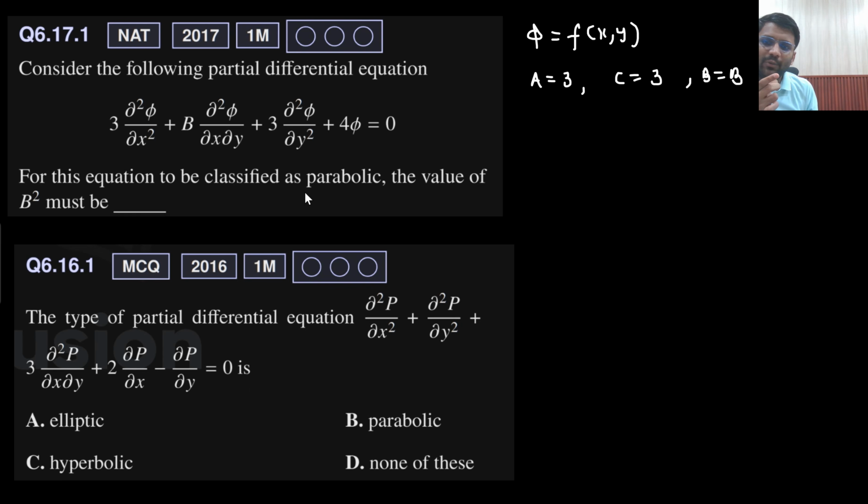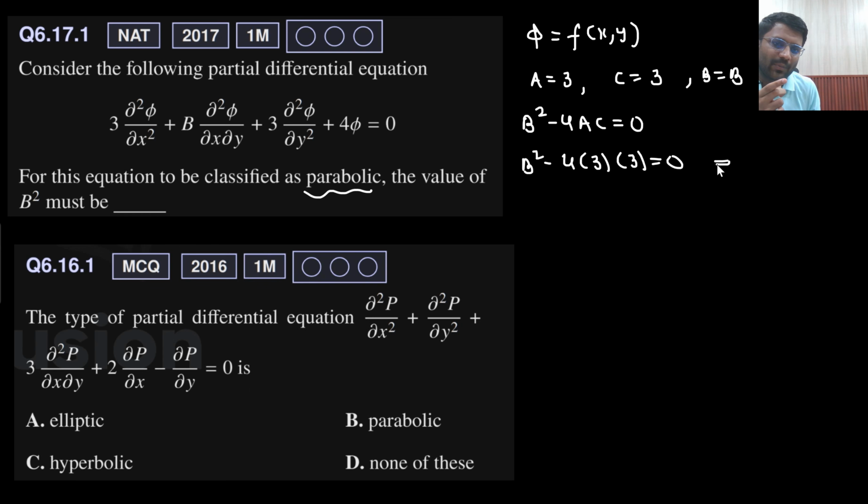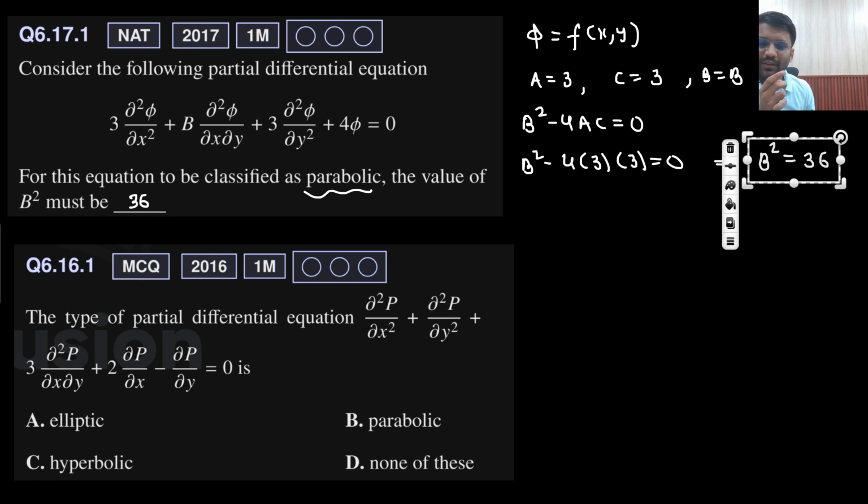What do they want? They want it to be parabolic. Parabolic means b square minus 4ac should be equal to 0. So b square minus 4 into a into c should be equal to 0. So from here, the value of b square will be 36. They are asking what should be the value of b square? That would be 36. Straightforward question, very straightforward. There is nothing hidden in these kind of problems.